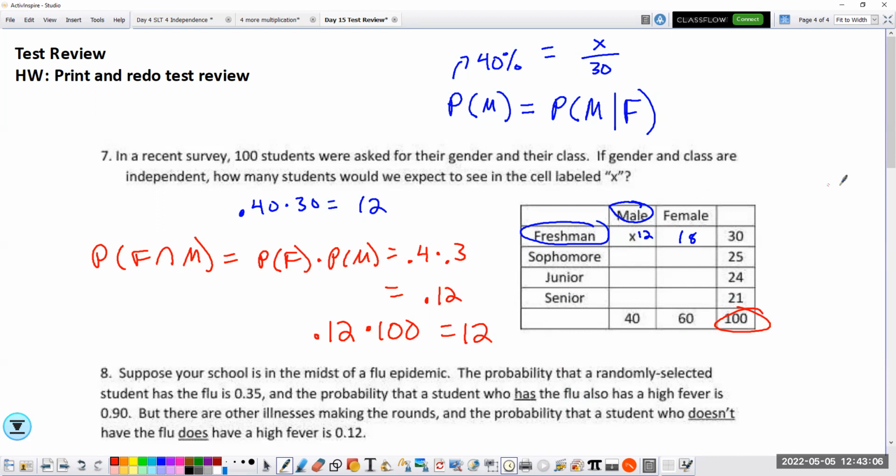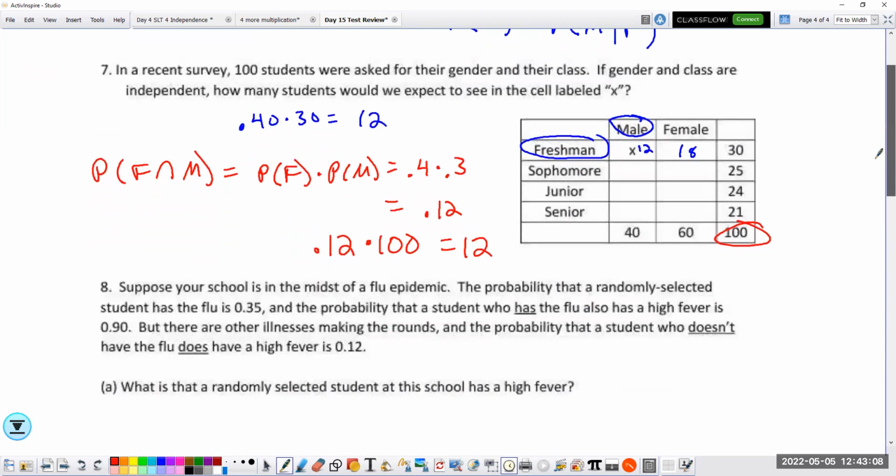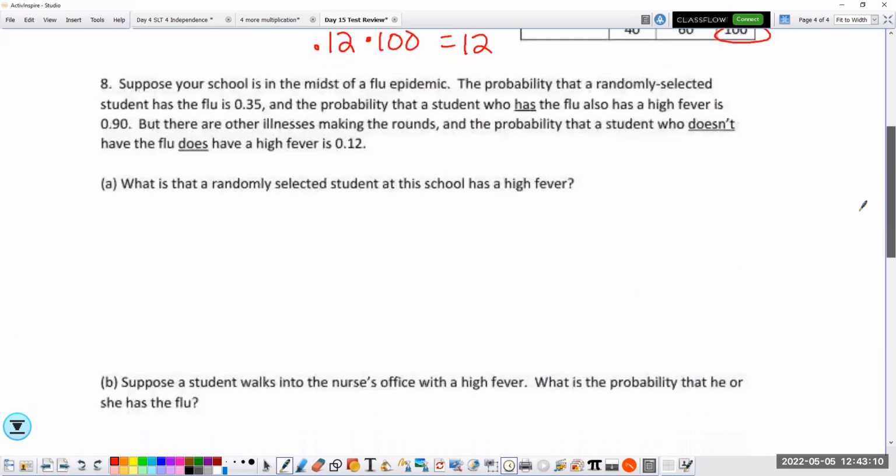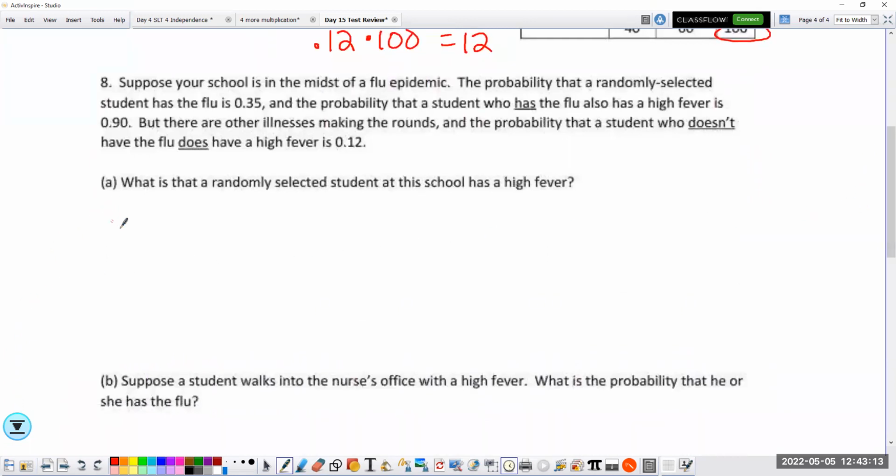All right. I feel like we can all relate to the following situation. Take a moment and read the problem. We have a lot of information here. So the first thing we're going to do is create a tree diagram.